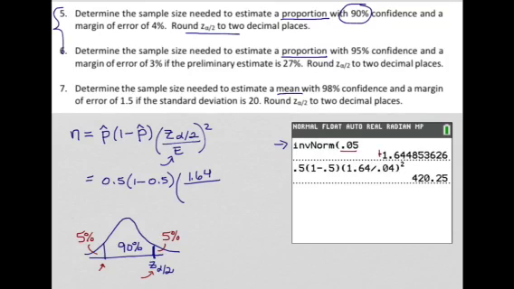And then we have the margin of error in the denominator, and that's 0.04, and we square, and here's the calculation typed into the calculator, and we get 420.25. Now, because we're talking about sample size, we can't have 1/4 of a person, and this is minimum sample size. It means 420 isn't quite enough, so we have to go with 421. And so that's the answer for problem 5.